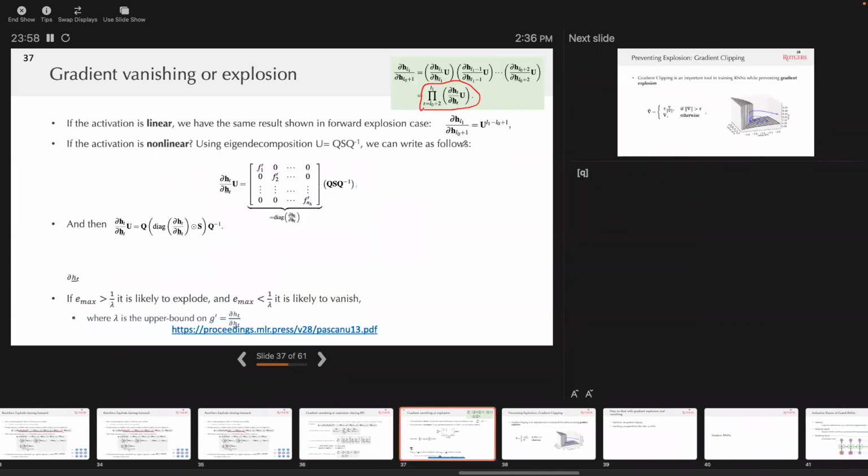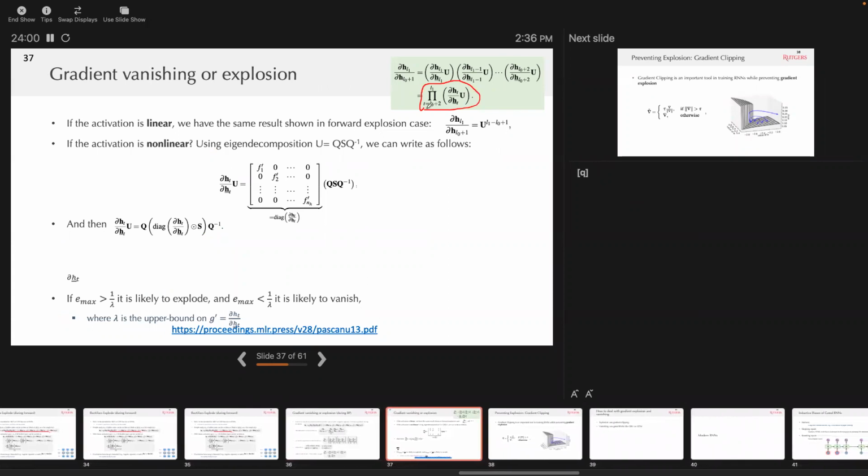Now, if you look at this equation, this is the key term of our gradient. If your activation is linear, then the gradient is very simple. You just directly multiply the matrix U for L1 minus L0 plus 1 times. So in this case, it's going to be multiplying U for 3 times. So U times U times U.